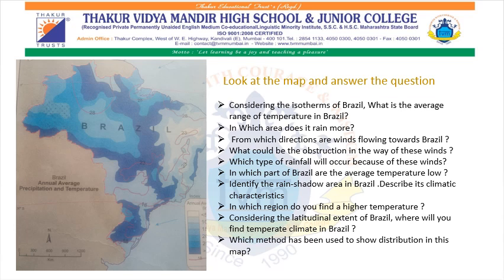And the last question is, which method has been used to show the distribution in this map? The isopleth method is used to show the distribution of annual average temperature, and the choropleth method is used to show the distribution of average annual rainfall. So I hope you understood the map reading.